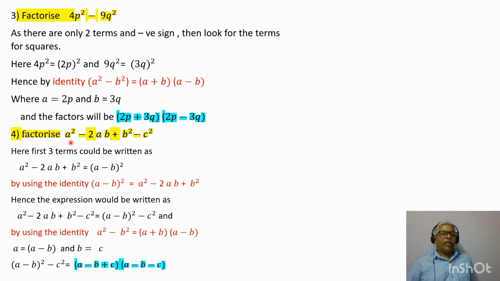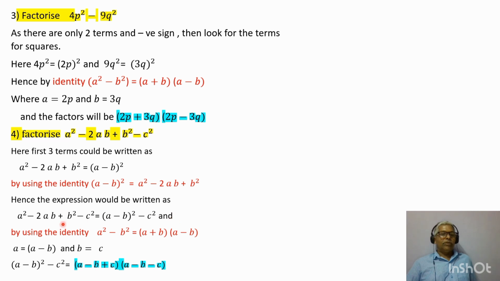Take the fourth one: factorize a square minus 2ab plus b square minus c square. It seems to be very big, but actually it is very easy. Here, the first three terms, a square minus 2ab plus b square, can be written as (a minus b) the whole square. That is identity 2. So using this, the expression can be written as (a minus b) square minus c square.